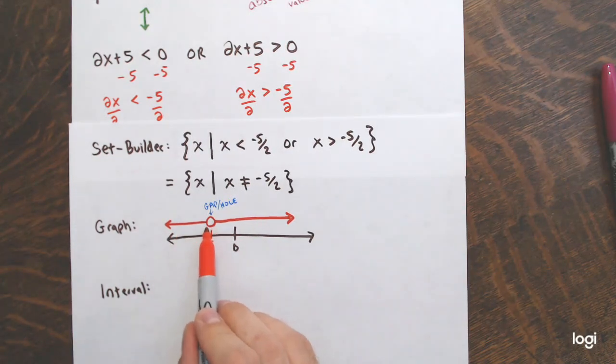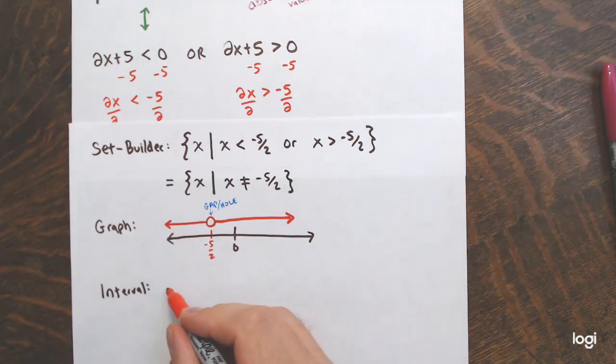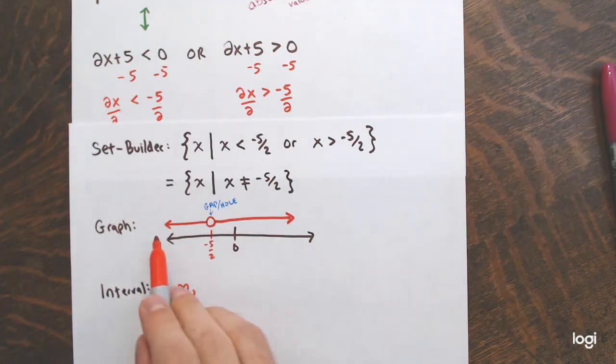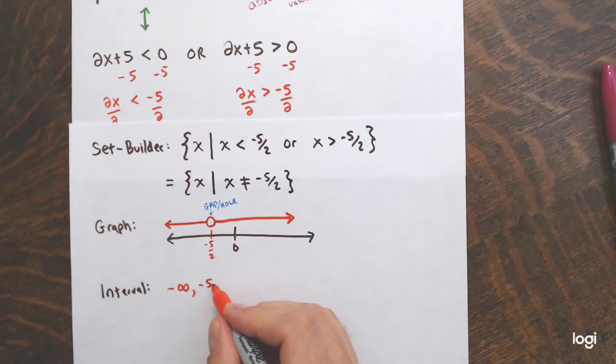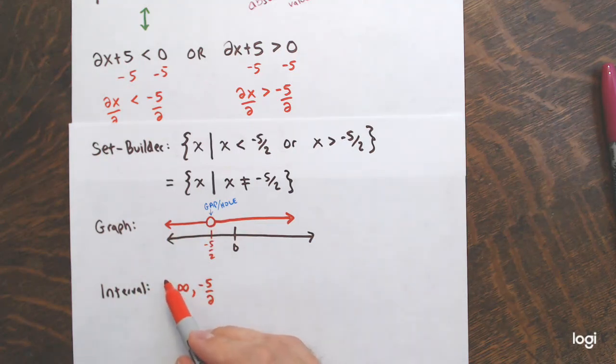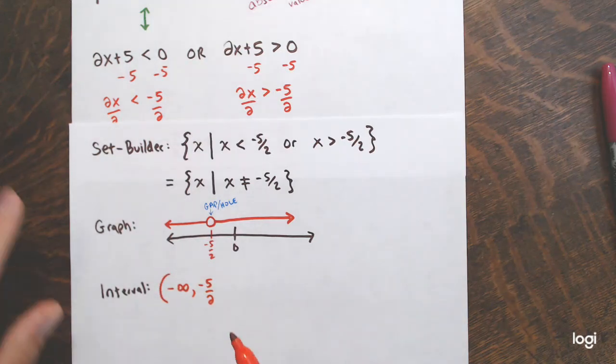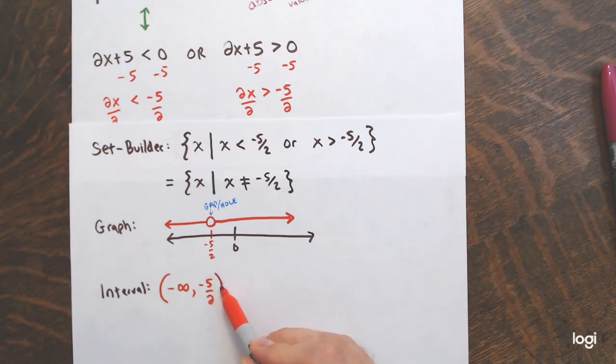So this piece on the left, there's no left end, so negative infinity, comma. The right end of that left piece is ending at negative 5 halves, right? And negative infinity is not a number, so parentheses. Negative 5 halves is not a solution, right? Parentheses again. And then we have or, put the union with.